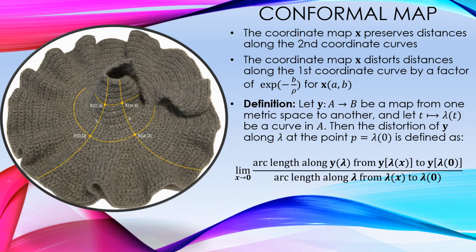Since we won't be able to have zero distortion in both coordinate directions, we will try to make the distortion in the second coordinate the same as the distortion in the first coordinate direction.